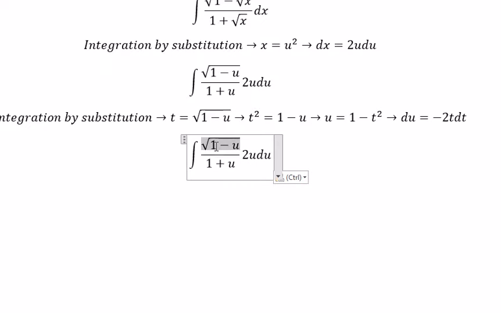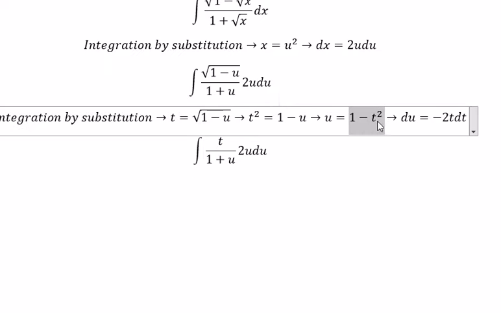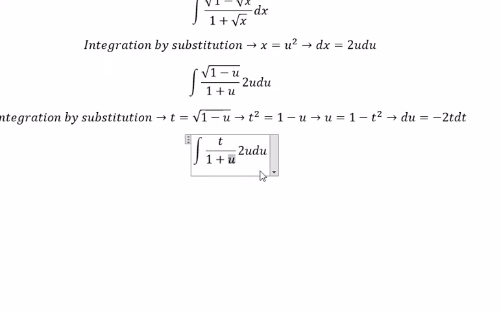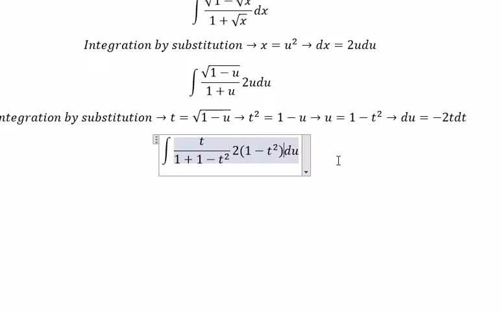The square root we change for t. U we need to change for 1 minus t square. U in here too. Du we change for negative 2t dt. And we have number 2 and number 2. You got negative number 4.